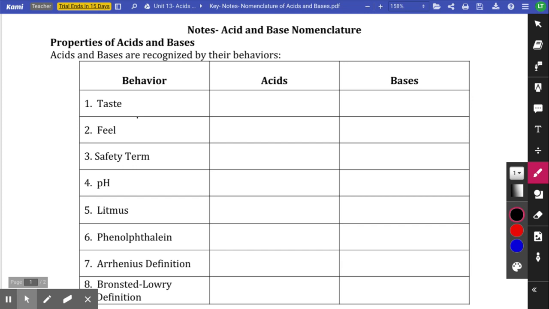Hi guys, so in this video, we are starting a new unit. Yay! Acids and bases. So today we are going to talk and kind of define the properties of acids versus bases.